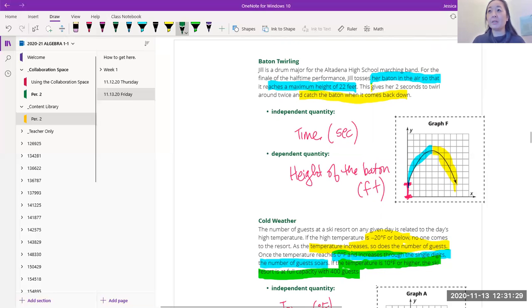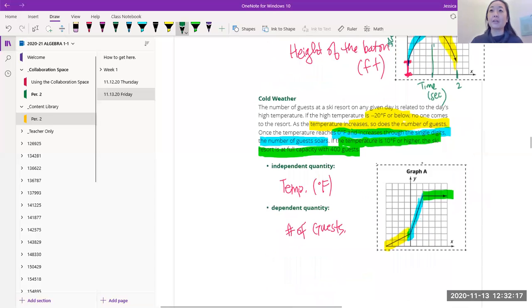Remember that maximum height right here is going to correspond to right here, so 22 feet. And it reaches that maximum height. It doesn't tell us when, but we know that this whole thing from here to here is 2 seconds. We know that for sure. I should probably not write that there because that would be confusing. It looks like a label. And this is going to be the time in seconds. And then this is going to be the height of the baton in feet. So that's what the y-axis stands for.